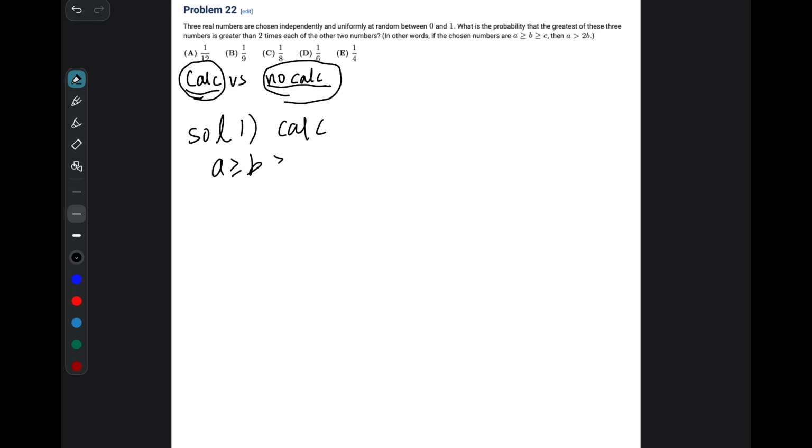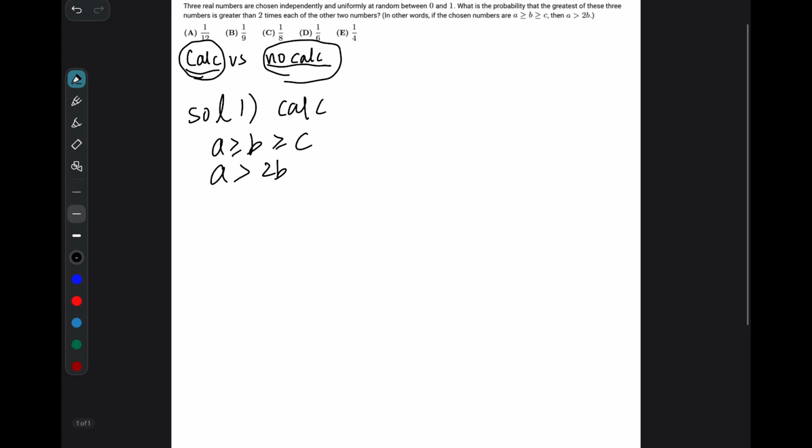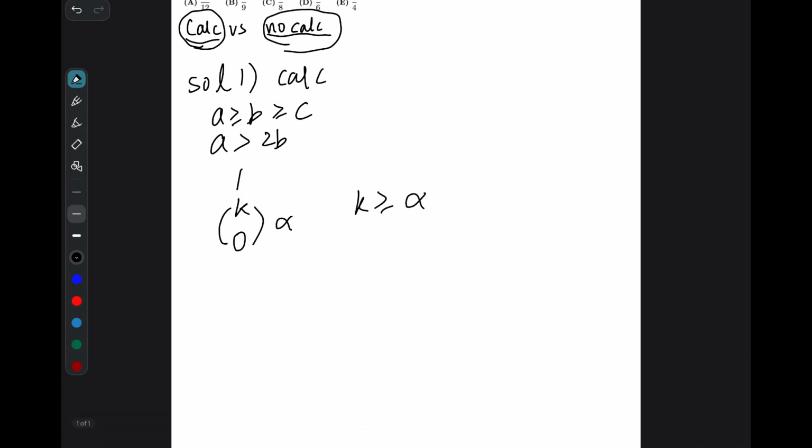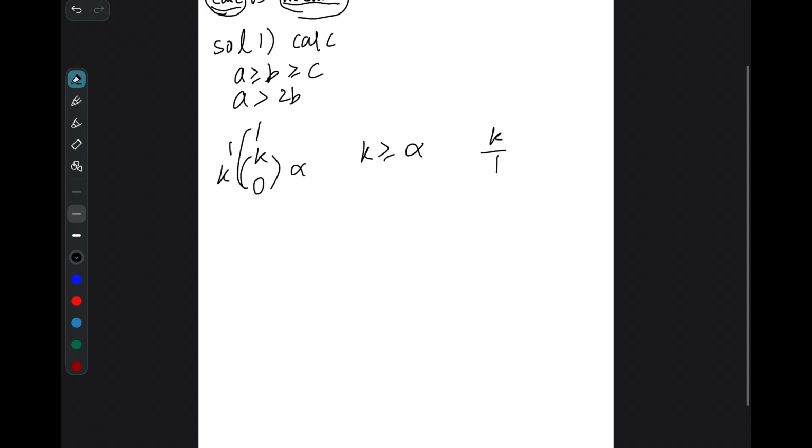There are two things that the question gave us. A, B, C. A is bigger than 2B. We need to find the probability for this one. So for example, from 0 to 1, if there's a number k, then the probability of another number, let's say alpha, being between 0 and k, which means alpha is smaller or equal to k, is just k over 1. So therefore we can apply the same thing here.